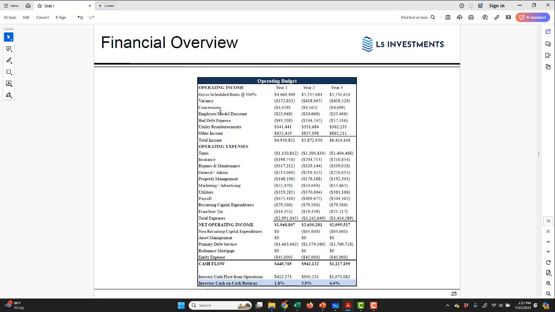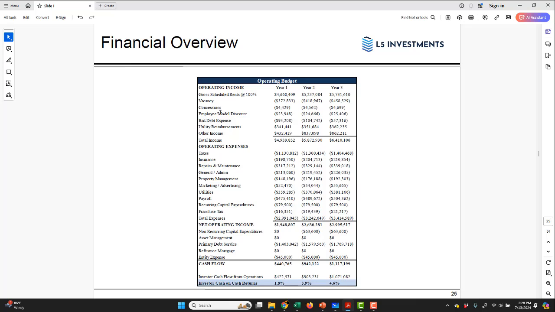Employee and model discount. So if you have an on-site manager, for example, you're probably going to give them kind of free rent or discounted rent. So that's what they're including there, because if you have 318 units, maybe you're renting one or two of them out to your staff for a discounted rate. So that's what that is.